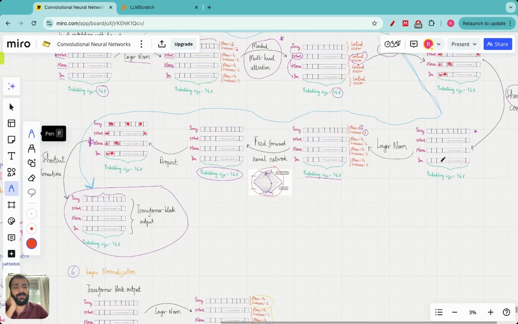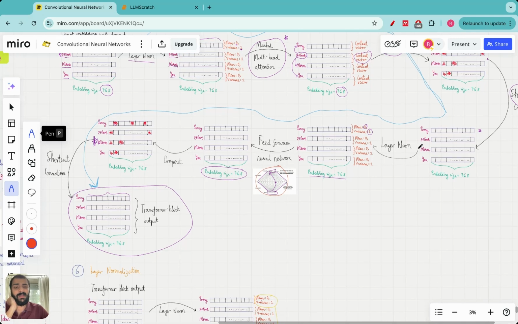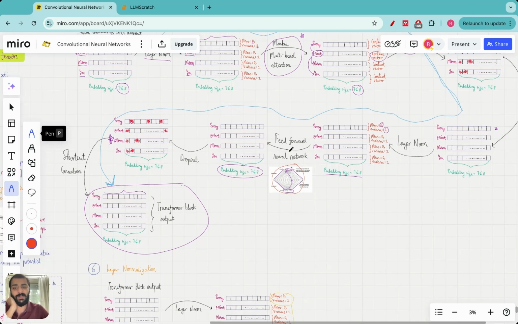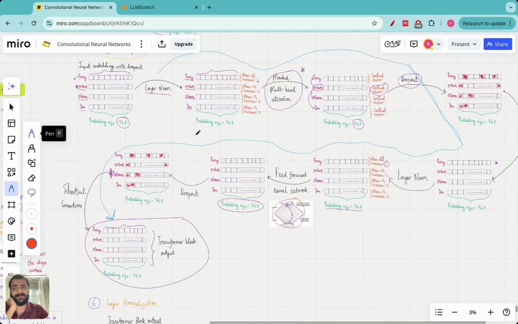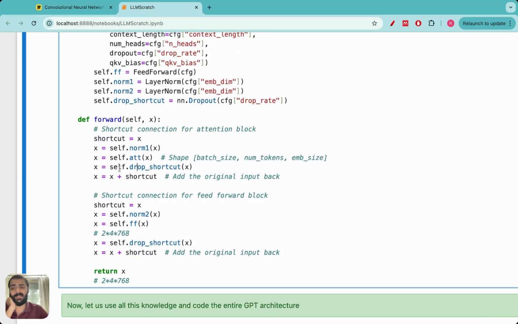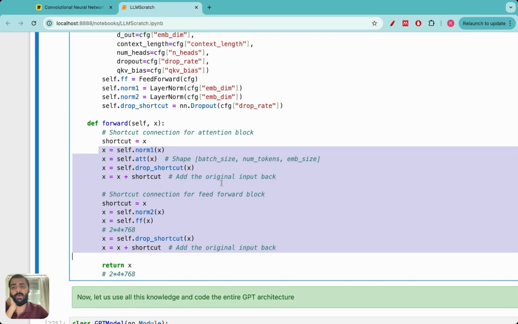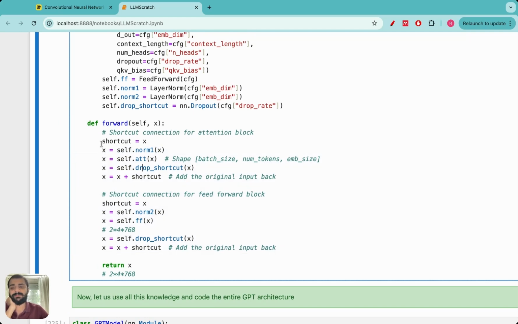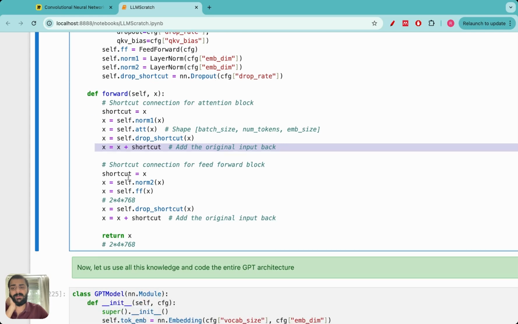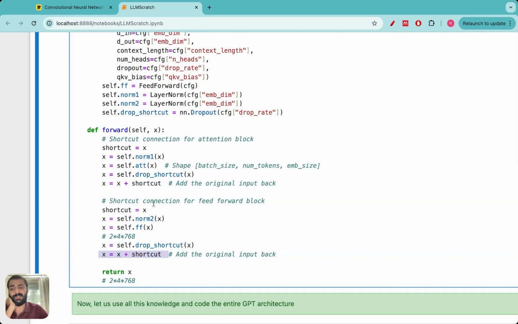Then we again have a layer normalization, feed forward neural network with GELU, then dropout, and then another set of shortcut connections. These are the last 4 steps. So overall, there are these 8 steps which are happening in the transformer block architecture, and it's the same 8 steps which we wrote down when we wrote the code for the transformer block class. These are the first 4 steps, and it ends with the shortcut connection. And these are the last 4 steps, and here again it ends with the shortcut connection.